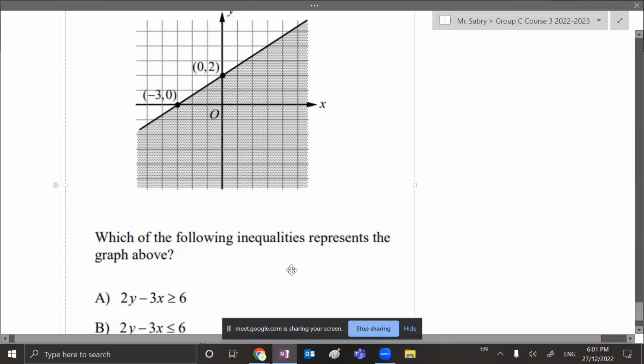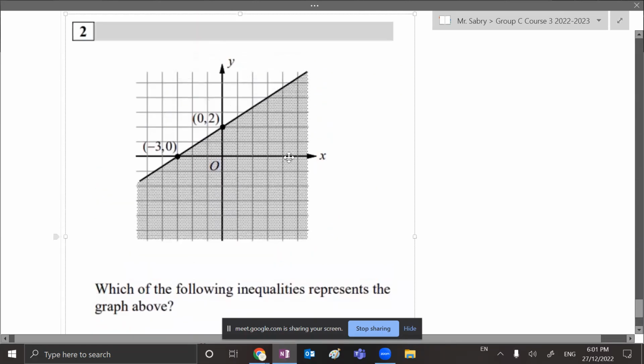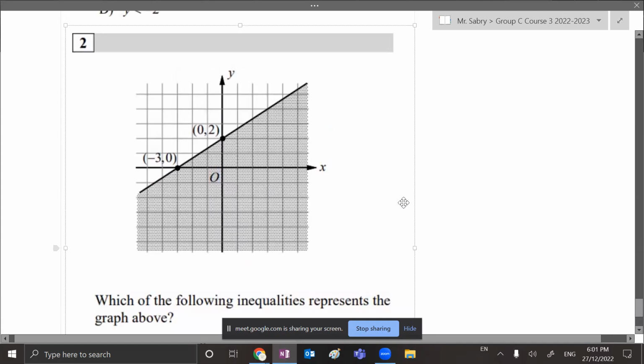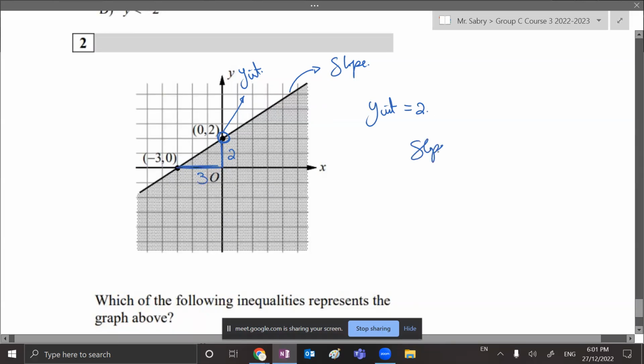So what do we do? For example, here they're asking which inequality represents this. The first thing you do, just like any line, is get the slope and the y-intercept. And clearly the y-intercept is clear here. The y-intercept is 2. Now as for the slope, we just need to calculate the rise and the run. The rise here is just 2, while the run here is 3. So the slope is rise over run, 2 over 3.